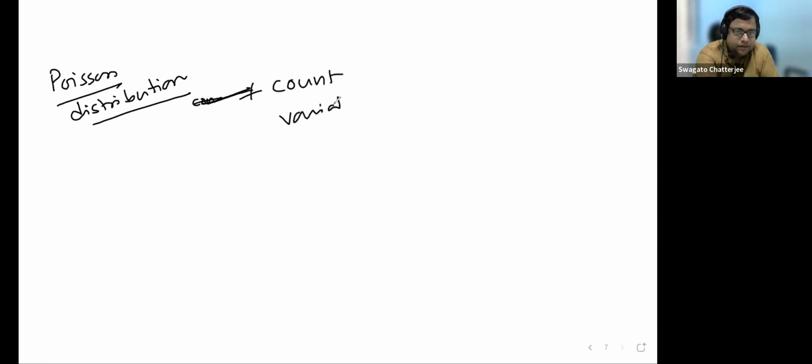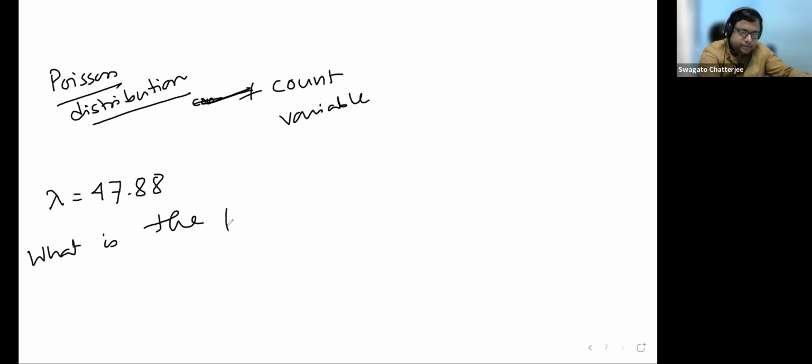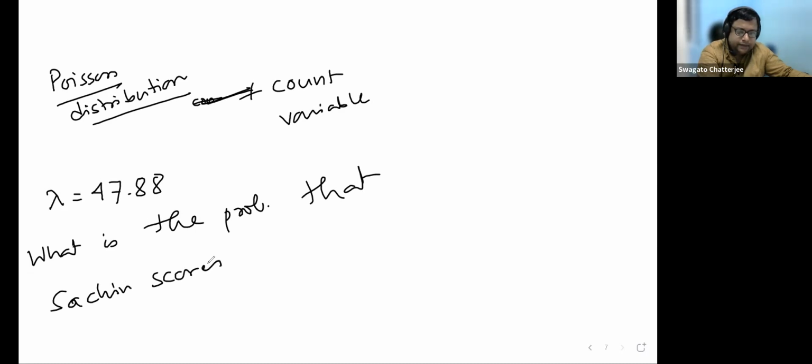For example, let's say I say that on average, Sachin's score per test match is, let's assume, 47.88. I ask you, what is the probability that Sachin scores exactly 52 in the next test match?